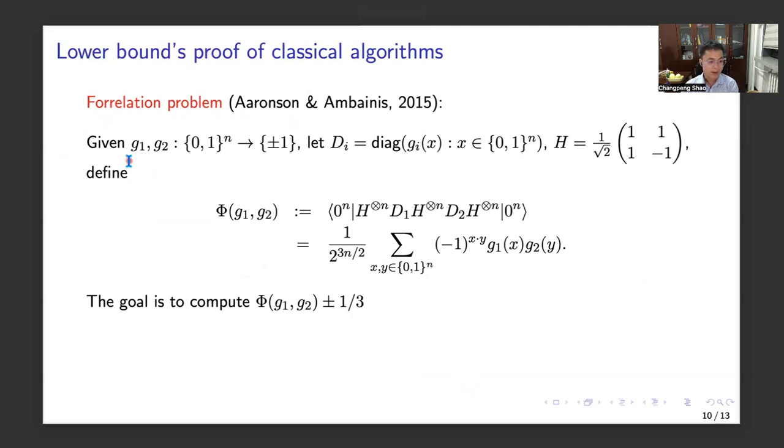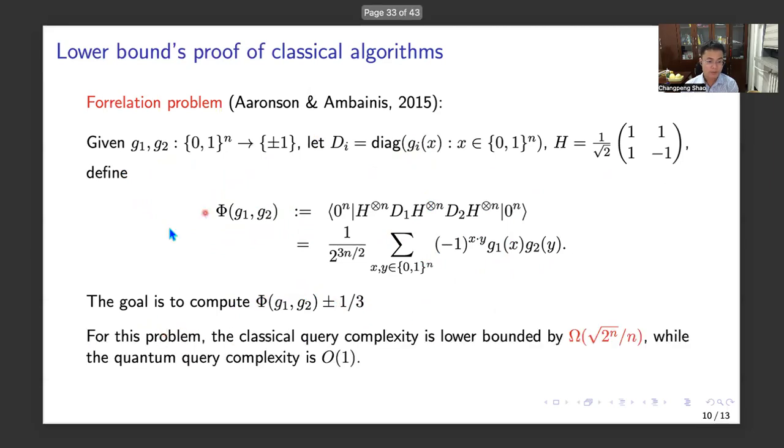In this problem, we are given two Boolean functions, G1 and G2. Di is just like the diagonal matrix of Gi. H is a Hadamard operator. So we care about this quantity, phi, G1 and G2. Yeah, it has this kind of formula. Basically, it is the correlation between G1 and the Fourier transform of G2. And our goal is just to approximate this quantity up to a constant accuracy.